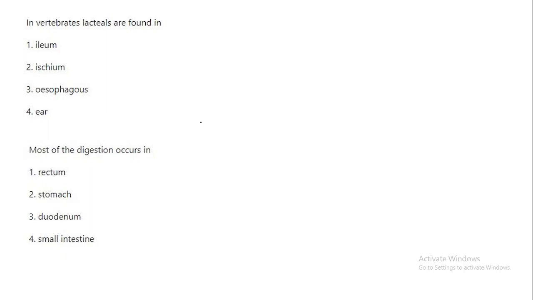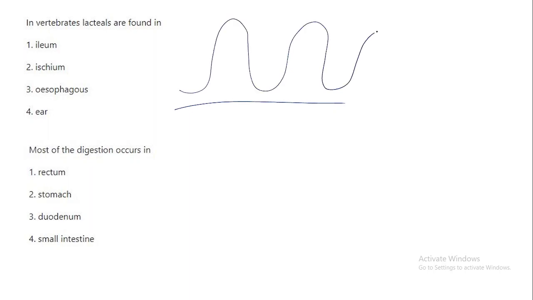In vertebrates, lacteals are found in. So what do you remember by the term lacteal? Do you remember the villi? In villi you studied a long structure present inside, around which the blood vessels are covered. These lacteals are part of the lymphatic system that absorb the fats. Based on that, what do you think is the answer here? I already told you that the villi are present.